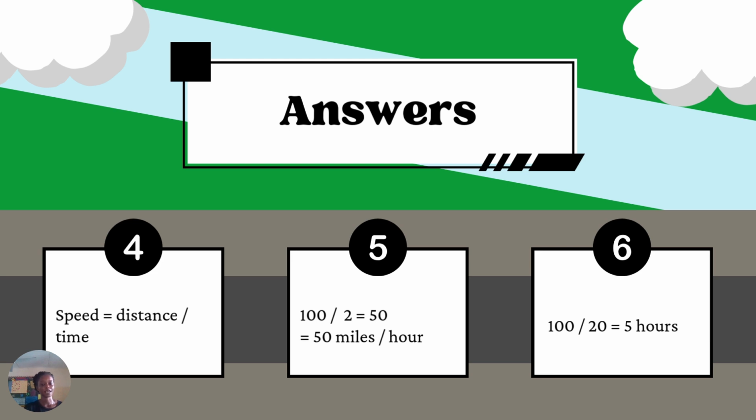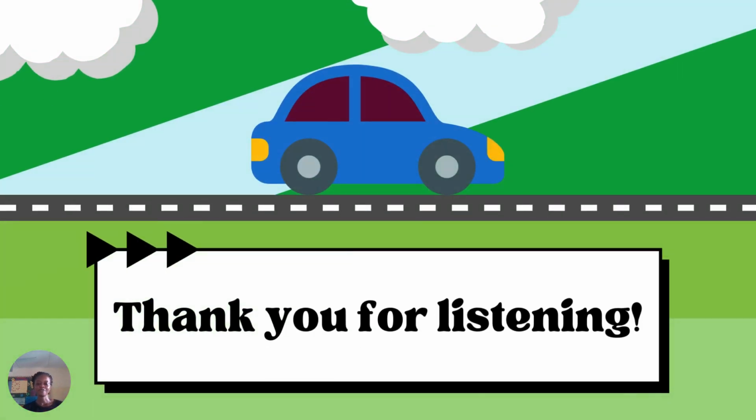Then the formula for finding speed, and also answers to the questions asked in number 5 and number 6. For number five, 100 divided by 2 is going to give you 50 miles per hour. And for number six, 100 divided by 20, you're going to have what? 5 hours. So I hope you've learned something new about speed, distance, and time.